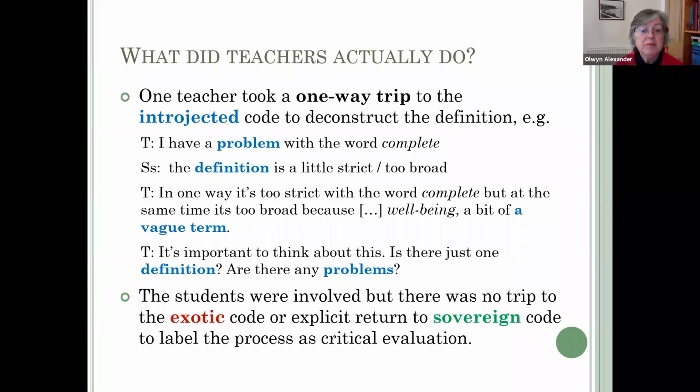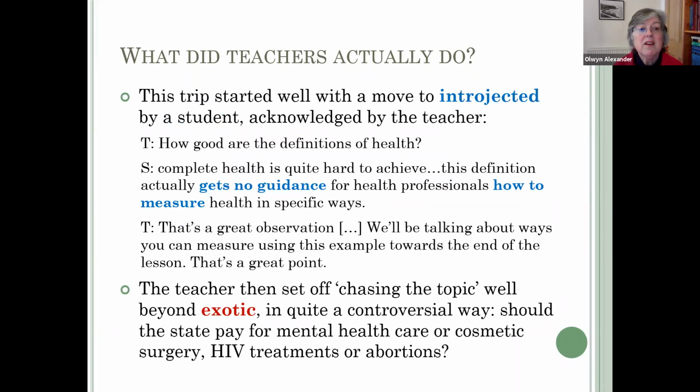This one didn't involve the students in thinking about their own experience, but moved to Introjected to deconstruct the definition. So there's a problem, and students could offer a challenge. It's a little too strict, it's too broad. The teacher responds to that, but then stays in Introjected. So it's important to think about this. Is there just one definition? Are there any problems? They've not been told that they are doing critical evaluation there, so they don't return to the sovereign code to label the process.